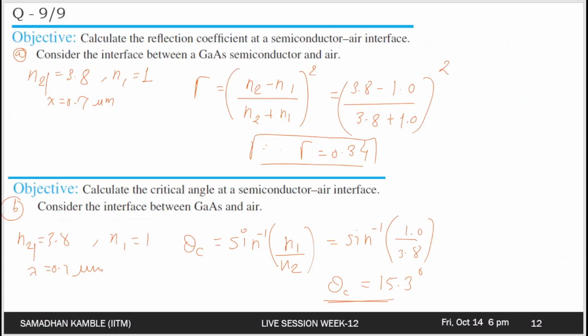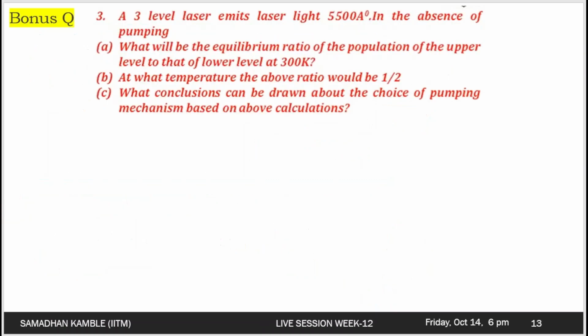Okay, so this is about the problems that I was supposed to solve, but I think since we have 5 more minutes, I'll solve one more problem. Let us call it a bonus question. So it is as follows.